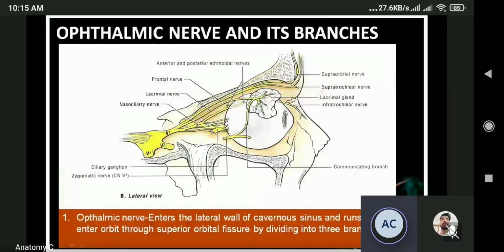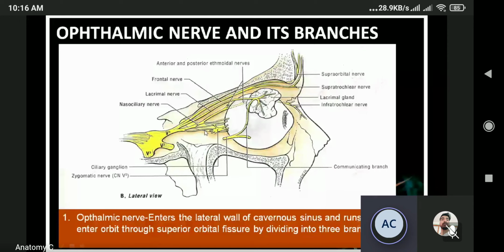Now, just trace the frontal nerve. When you trace the frontal nerve, it is further divided into supraorbital and supratrochlear. Those are the further branches of the frontal nerve. Next, the nasociliary has the branches anterior and posterior ethmoidal, and infratrochlear. Can you see the infratrochlear nerve, the anterior and posterior ethmoidal nerve, and the branch to the ciliary ganglia? So those are the branches of the nasociliary nerve.